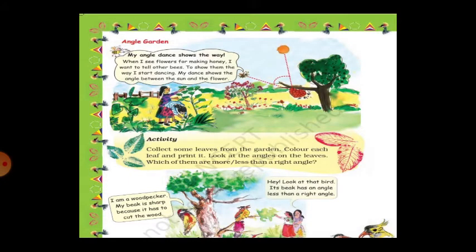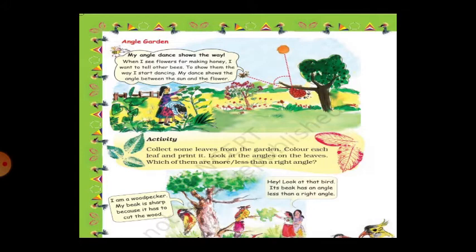Angle garden. My angle dance shows the way. When I see a flower for making honey, I want to tell other bees to show them the way, so I start dancing. My dance shows the angle between the sun and the flower. So you can observe here. See, the honeybee is telling, when the honeybee sees a flower, to make honey, because the honeybee extracts honey from the flower itself.